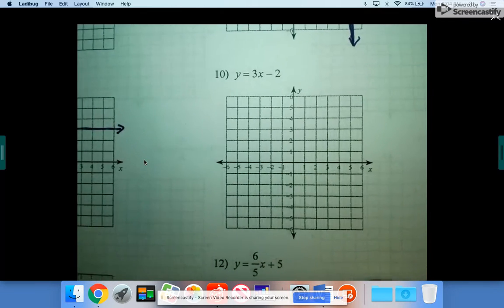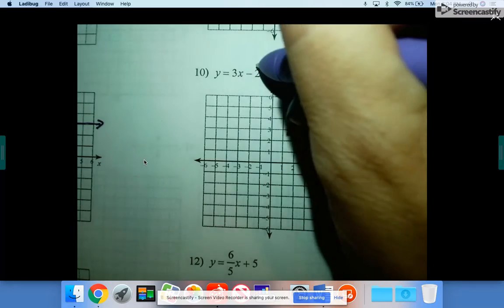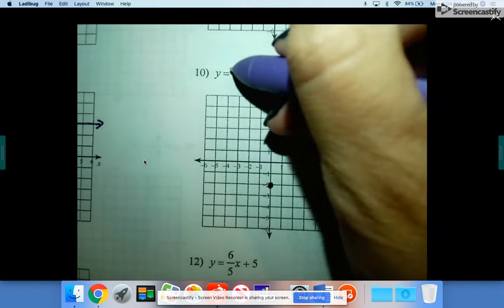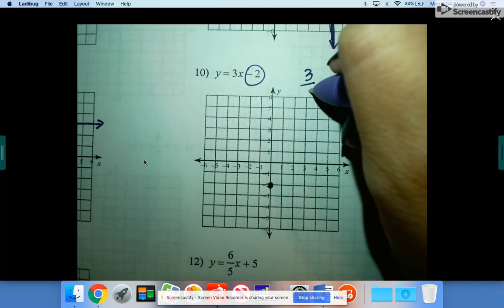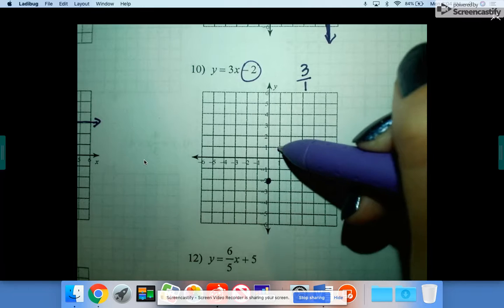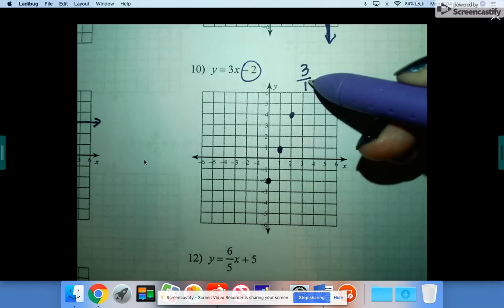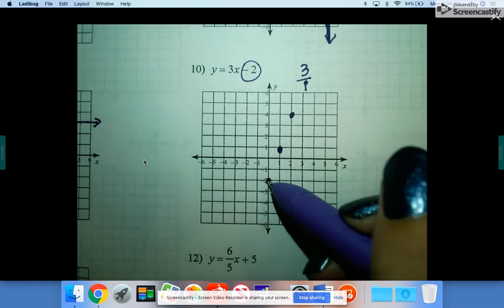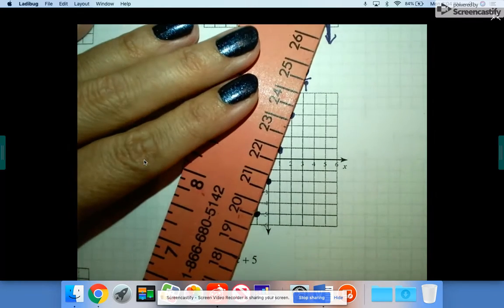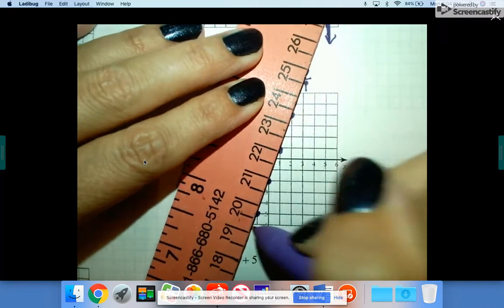Number 10 is y equals 3x minus 2, so your y-intercept is at -2. So your first dot goes there. Remember, whole numbers like 3 are the same thing as 3 over 1. So you're going to go up 3 over 1, up 3 over 1, up 3 over 1. It would be like right there. And then draw in your straight line. Don't forget your arrows on both ends.